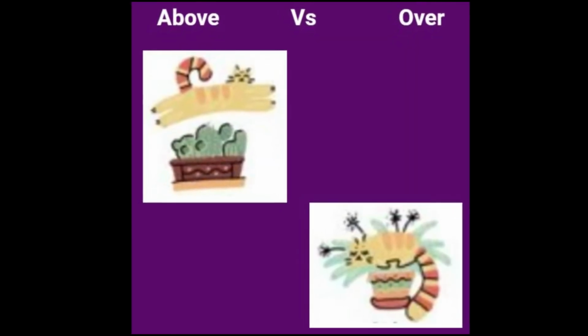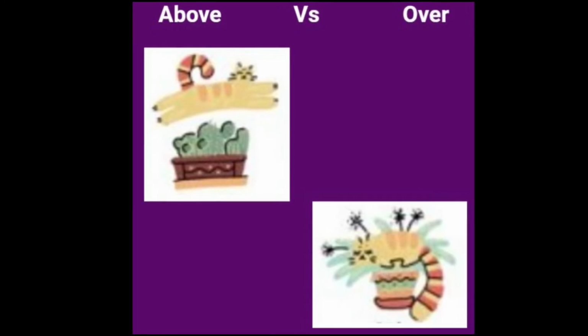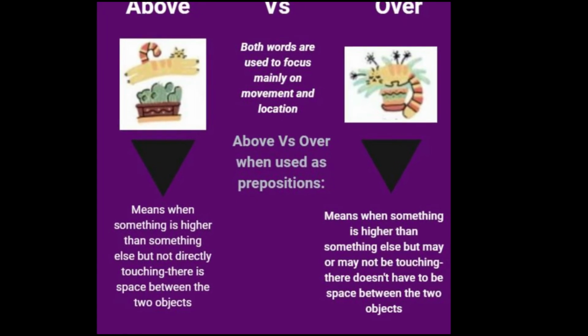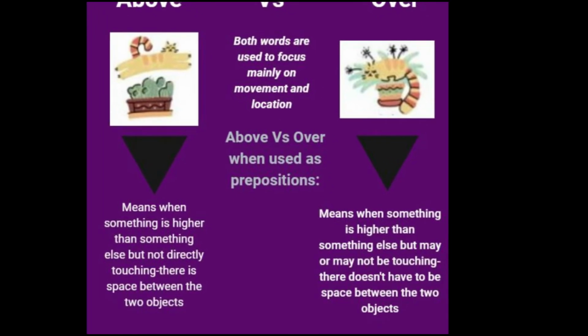Today we are going to look at the difference between above and over. As you can see, both words mean when something is higher than something else. And both words can be used as prepositions and adverbs. Let's focus on prepositions first.